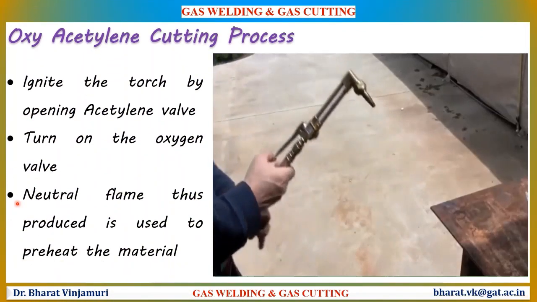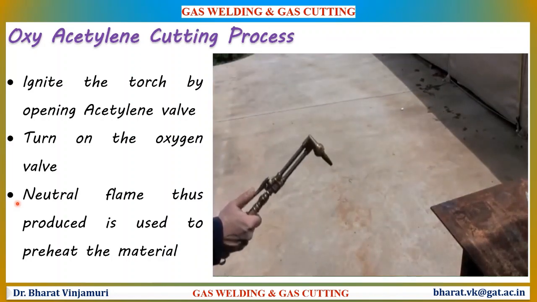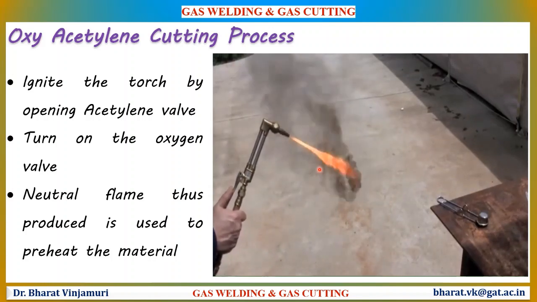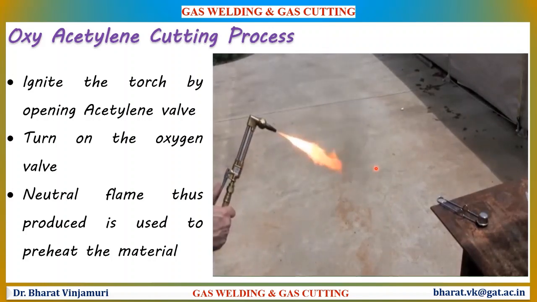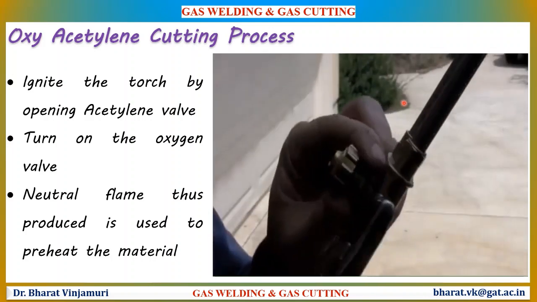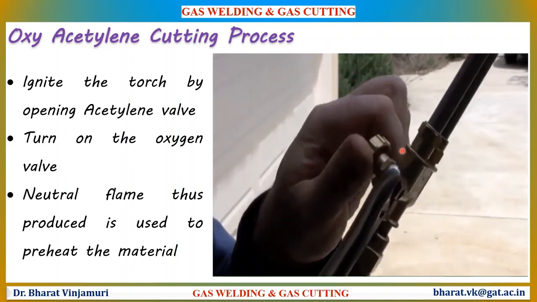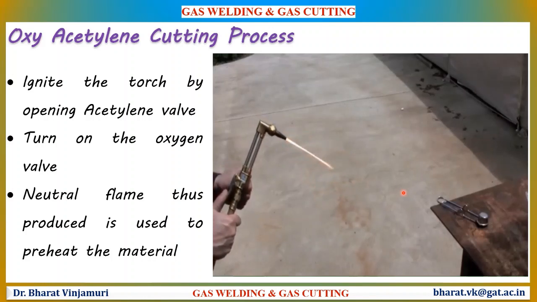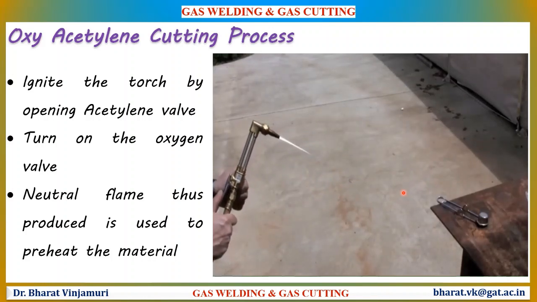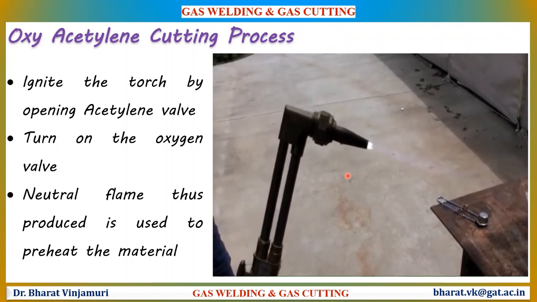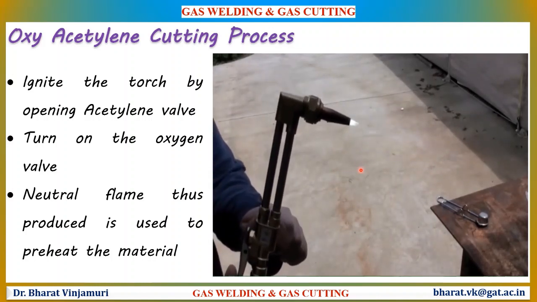Let us now understand the oxy-acetylene cutting operation. Ignite the torch by opening the acetylene valve. A smoke is produced because of burning of acetylene. Gradually increasing the acetylene gas reduces the smoke. Later, switch on the oxygen valve so that the oxygen is combined with the acetylene, thereby producing a neutral flame as shown in this figure. This neutral flame is used to preheat the materials.